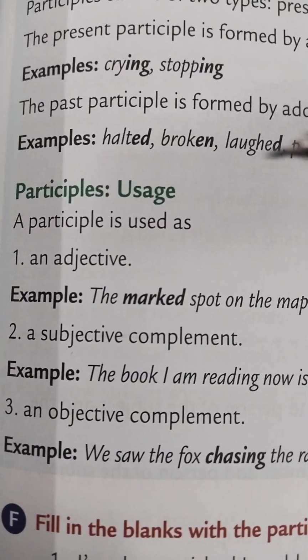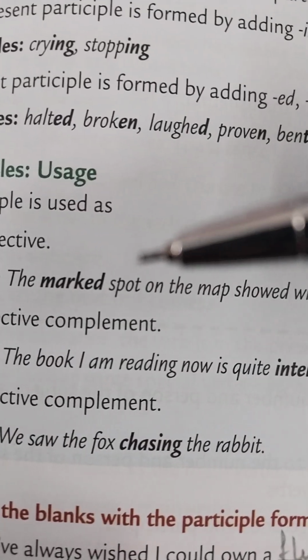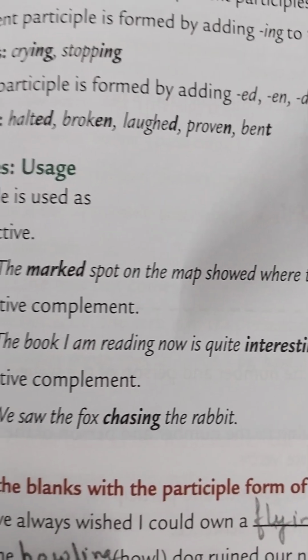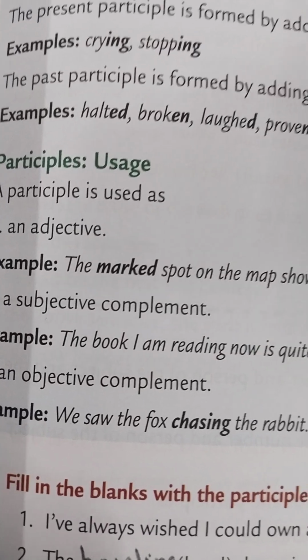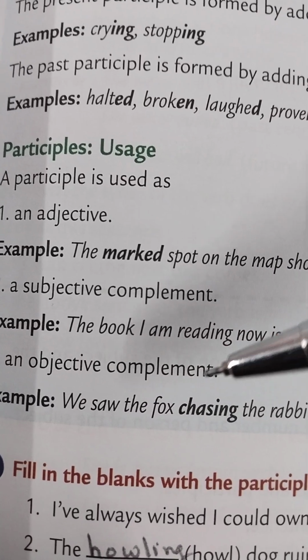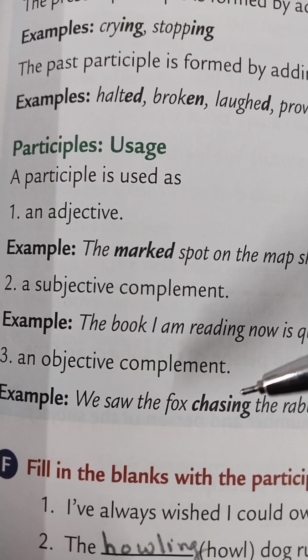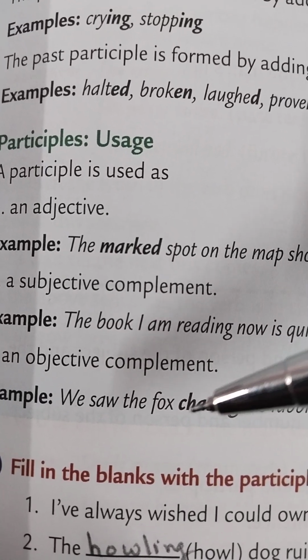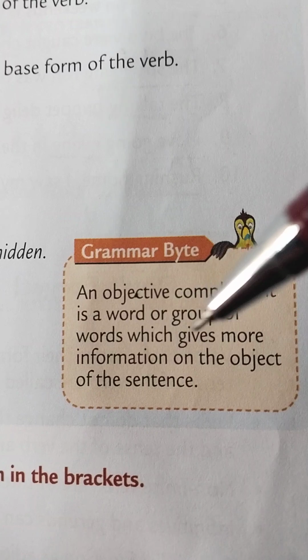Now a participle can also act as a subjective complement in the sentence, like: the book I am reading now is quite interesting. And a participle, children, can also act as an objective complement in a sentence, like: we saw the fox chasing the rabbit. Now in the sentence, chasing is an objective complement and it is a participle, because it has been formed by adding ing to the verb chase. Now what is an objective complement, children? An objective complement is a word or group of words which gives more information on the object of the sentence.